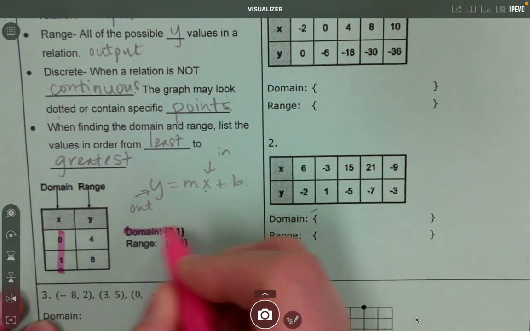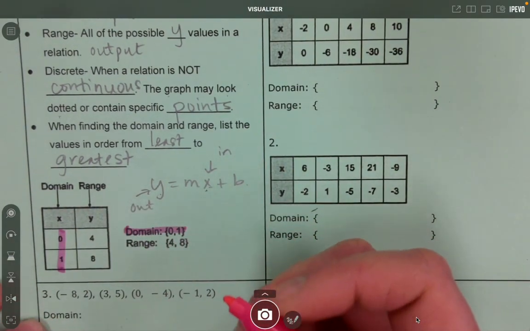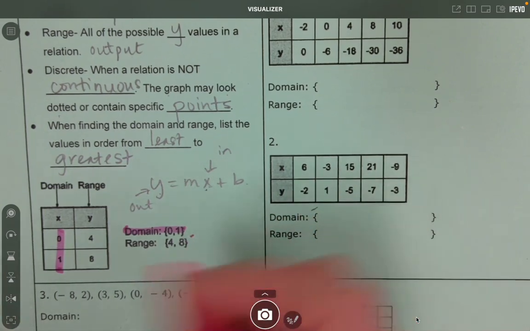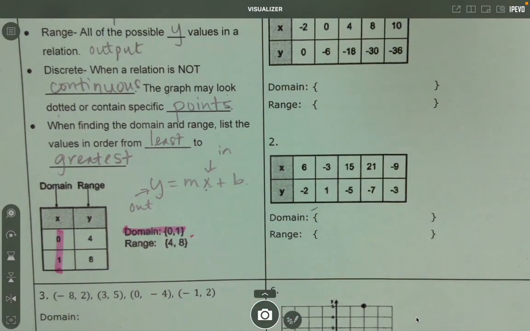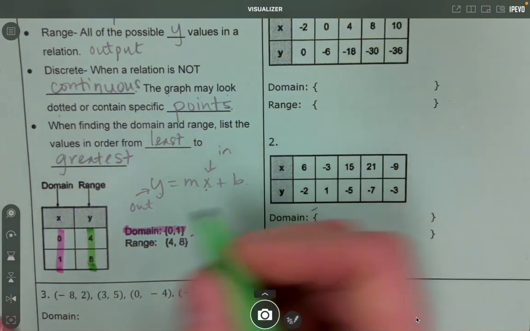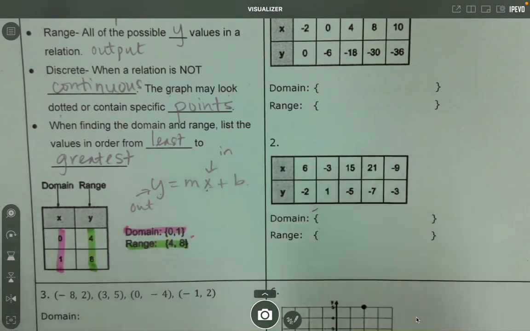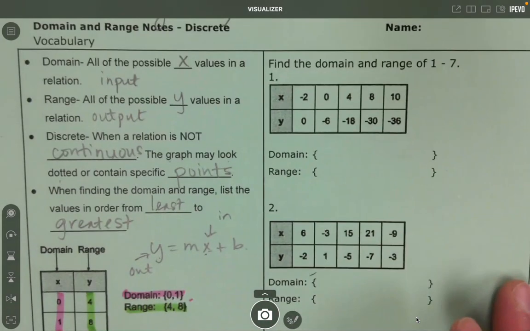So then we go over here and we list that domain. And we use these fancy brackets around it to show we have a set of numbers. We do the same thing for range. Our range was 4 and 8. Those are just our y values. Again, we're just listing them out. So let's try that up above.